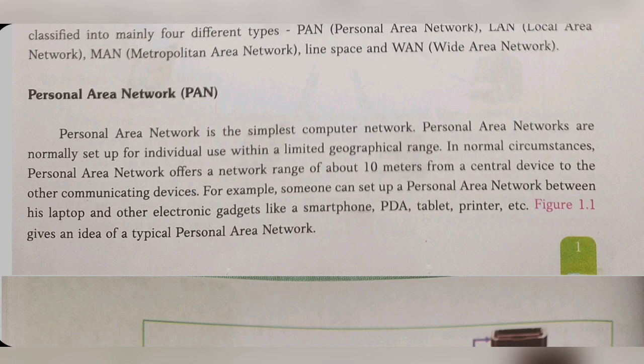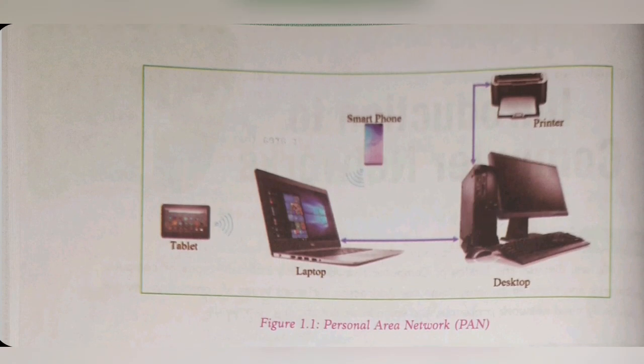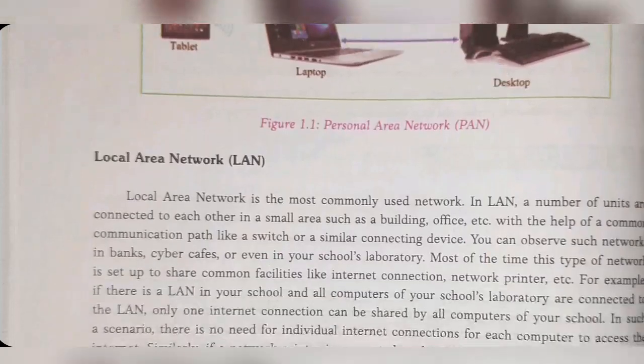PAN is when we connect our computers in a small geographical area, for example a room. For example, when we connect our laptop with our smartphone or Bluetooth earphone, this is known as a personal area network. Here one figure is given. We have a desktop, printer, laptop, tablet, and smartphone. Laptop, desktop and printer can be connected through wires, and smartphone and tablet might be connected with the computer through Wi-Fi.